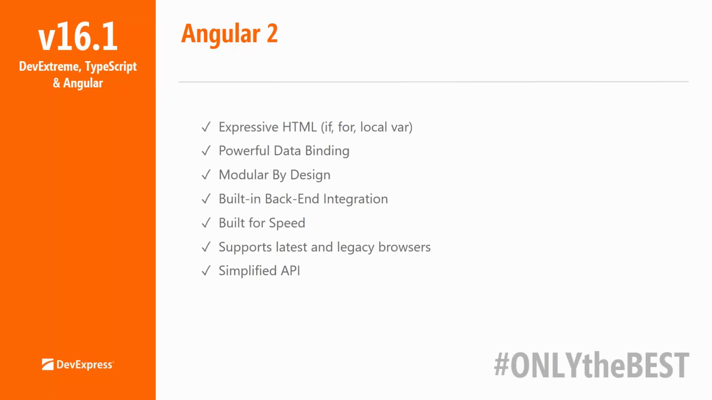So let's take a quick look at Angular 2 then. One of the really nice things with Angular 2 is the fact that you've got expressive HTML. You can utilize conditions, if conditions inside your markup. You can utilize loops and set local variables. It's got a very powerful data binding system, which, coupled with the built-in back-end integration, makes for some really lightweight but powerful data manipulation.